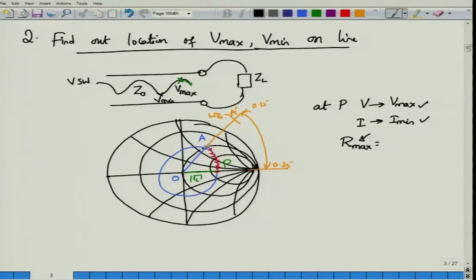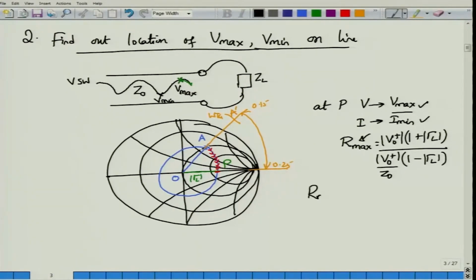So, the maximum impedance, or the maximum resistance, that you can find on the transmission line will be equal to R max, and this will be equal to Vmax by Imin. The ratio of these two will be that. And what is Vmax? V0 plus magnitude into 1 plus mod gamma L. And what is Imin? Imin is V0 plus magnitude, but divided by Z0, because this is the current, and 1 minus magnitude of gamma L, correct.